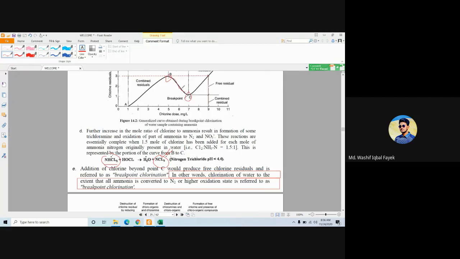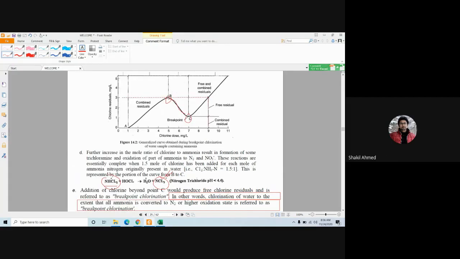Is it clear? Why? Because here you had monochloramine and dichloramine. But here, due to the changes in the ratios, these monochloramine and dichloramines are now converting to trichloramines, which is not a part of chlorine residuals. That's why they are not part of chlorine residuals anymore, and that's why the concentration is decreasing. Is it clear?